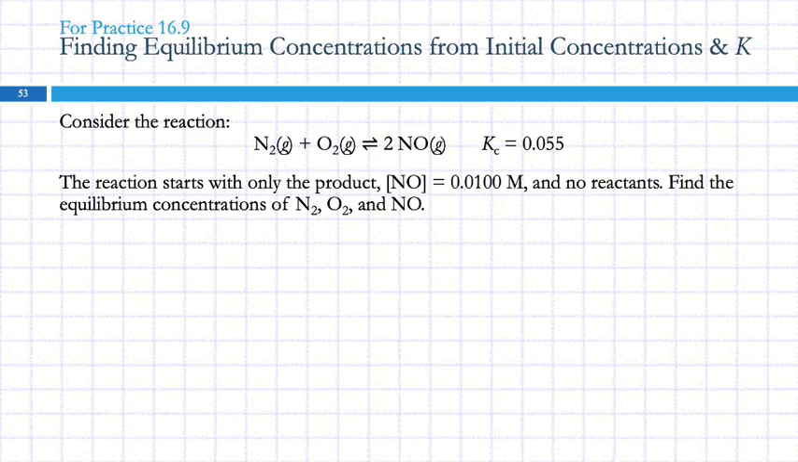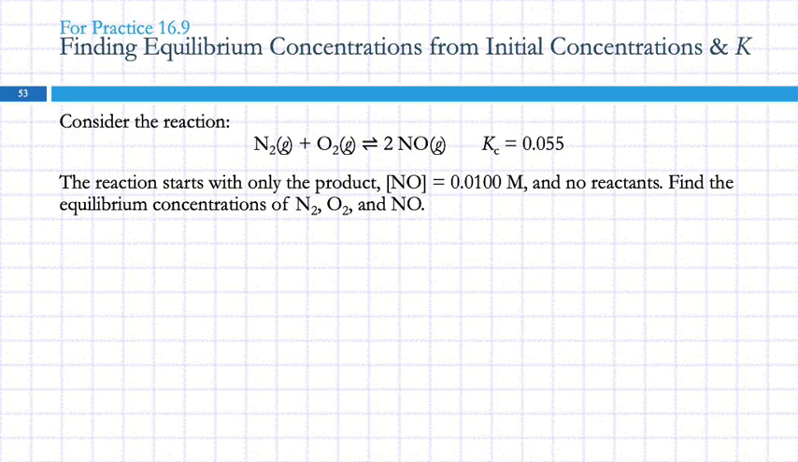So let's try one with actual chemicals, right? N2 plus O2 goes to 2NO, and Kc is equal to 0.055. Says the reaction starts with only the product and no reactants. Find the equilibrium concentrations of all of them. So the first thing we do is make an ICE table.